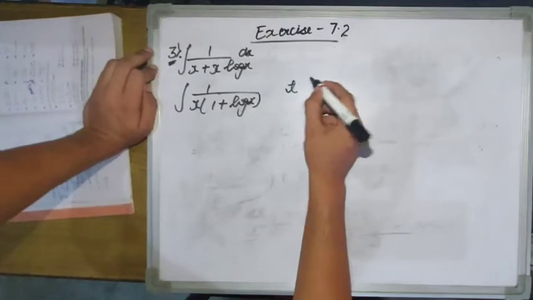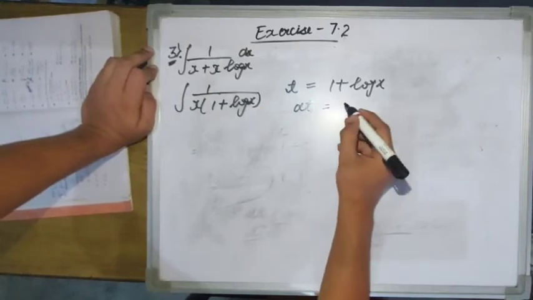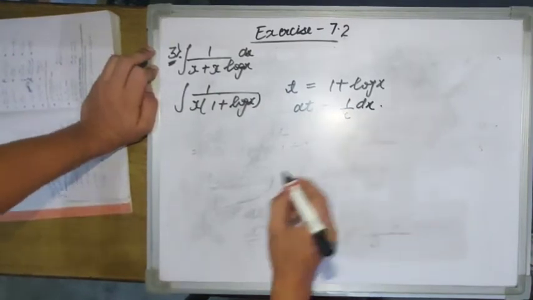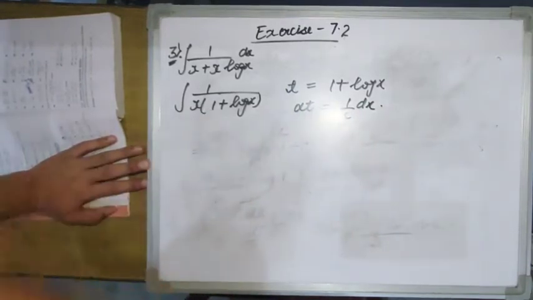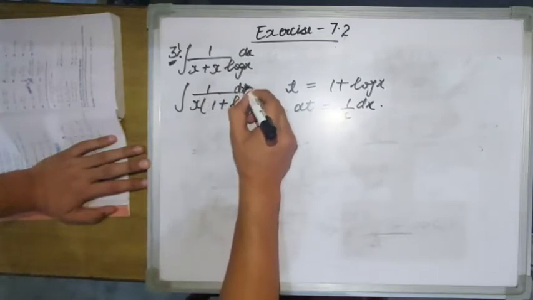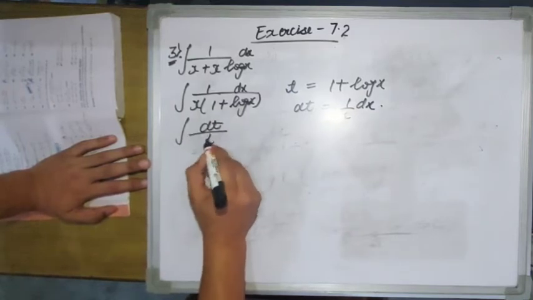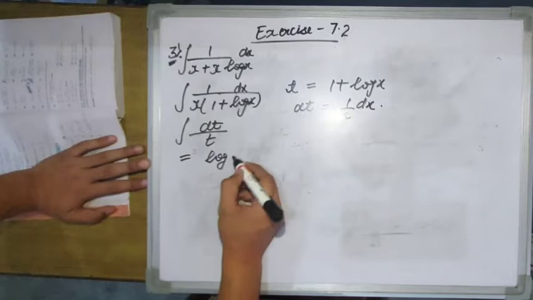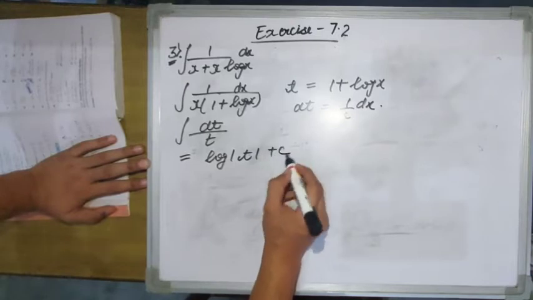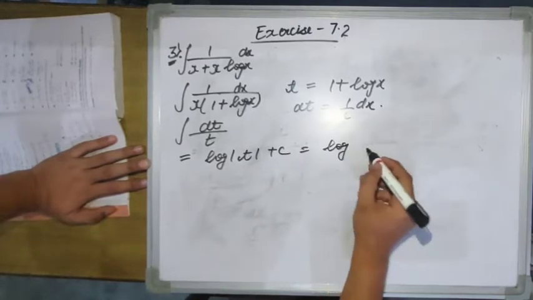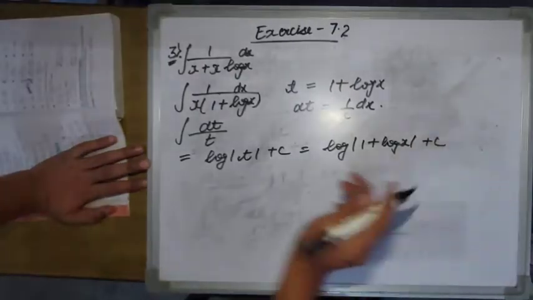Now I am substituting t equals 1 plus log x, dt equals 1 upon x dx. I am simply finding the derivative of this t. I can write 1 upon x dx as dt and 1 plus log x as t. We have dt upon t, and the integration of 1 upon t is log t plus c, which is log of 1 plus log x plus c. This is the answer of the third question.